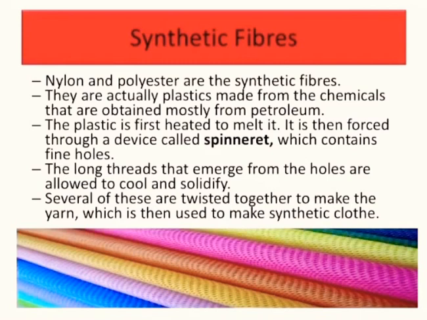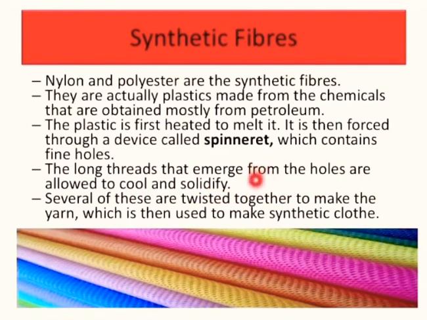Now, our next is synthetic fibers. Nylons and polyesters are the synthetic fibers as they are man-made, synthesized in a laboratory. What actually the process is, let's know. They are actually plastics made from the chemicals that are obtained mostly from petroleum. The plastic is then heated to melt it. It is then forced through a device called a spinneret, which contains fine holes. The long threads that emerge from the holes are allowed to cool and solidify.